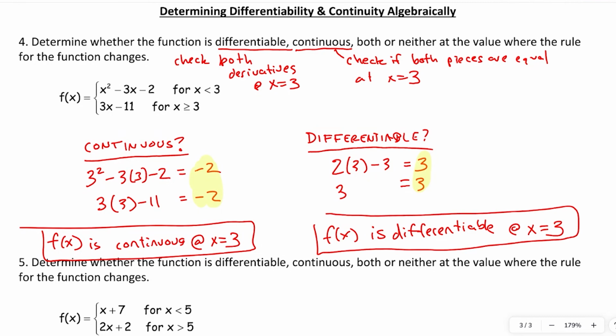Now, there is a shortcut here, just so you know. Remember that differentiability implies continuity. So if we can determine that the function is differentiable at that point, we don't have to check continuity. We know it's going to be continuous there. In other words, we really didn't have to do this first step. If we just check the differentiability, we know it's continuous. Now, it's still a good idea to check both, because if it's not differentiable, you're going to have to check the continuity anyway, because just because it's not differentiable doesn't mean it's not continuous.